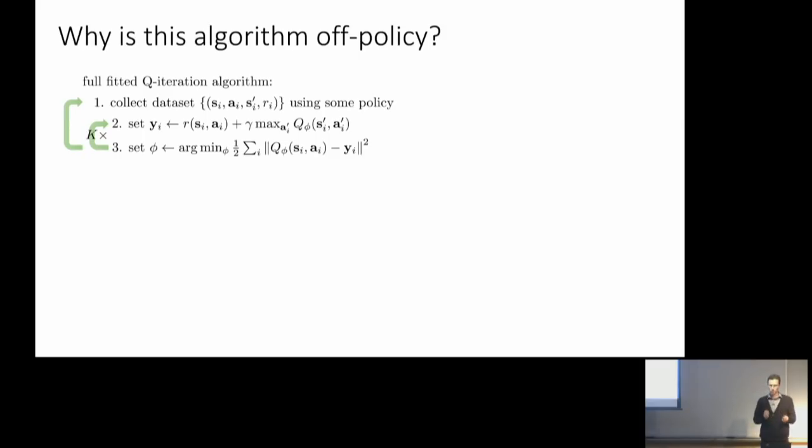Okay, so I mentioned before that this procedure is off-policy. Off-policy means that step 1 doesn't have to use the policy pi that's induced by the current Q function. It can use slightly different policies. Why is that? Why is this algorithm off-policy?